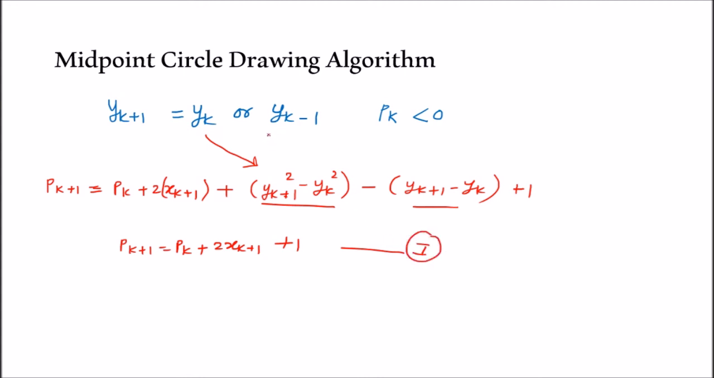If suppose y of k plus 1, the next value, is y of k minus 1, meaning lower pixel, then in that case the p of k plus 1 will become p of k plus 2x of k plus 1 plus 1 minus 2y of k minus 2. So it is nothing but 2y of k plus 2 or plus 1. So this is case number 2. So this algorithm is based on those two cases, if and else. So I will explain that algorithm.